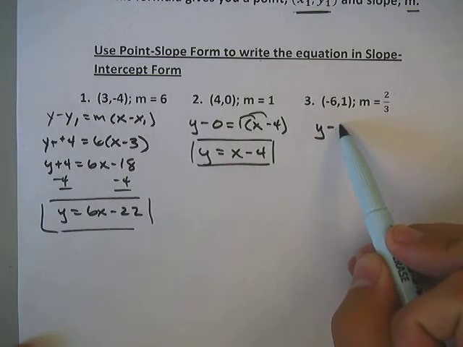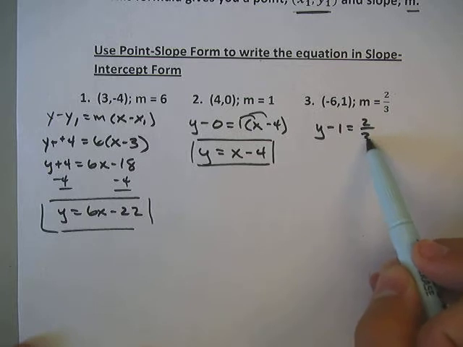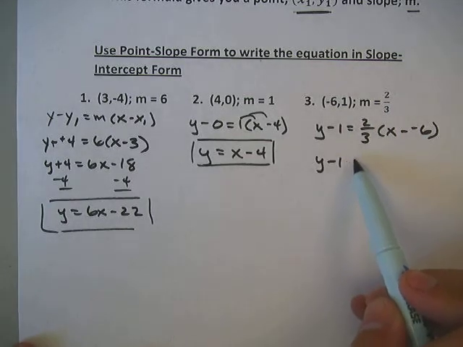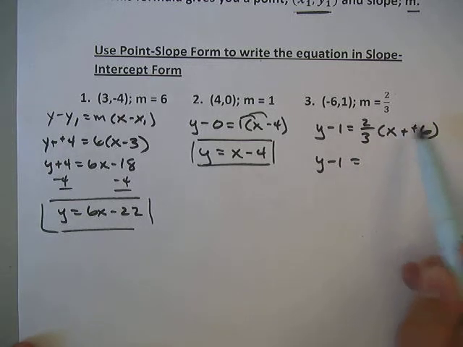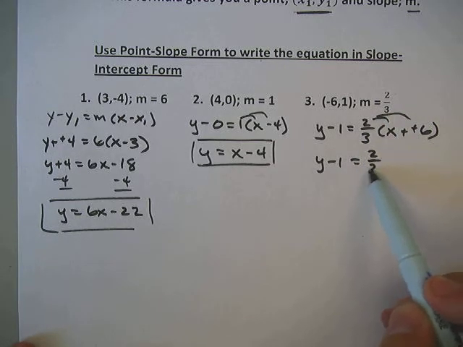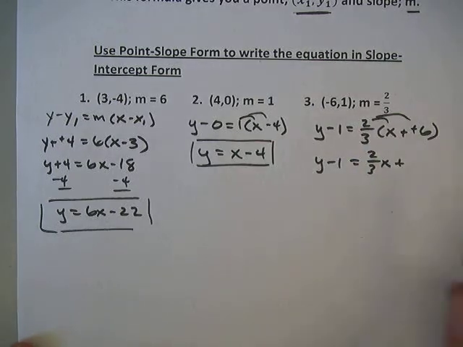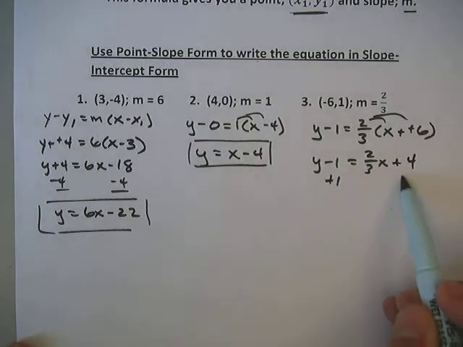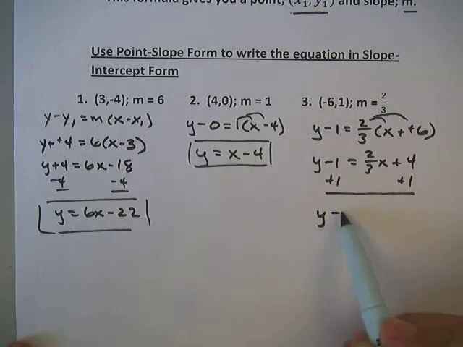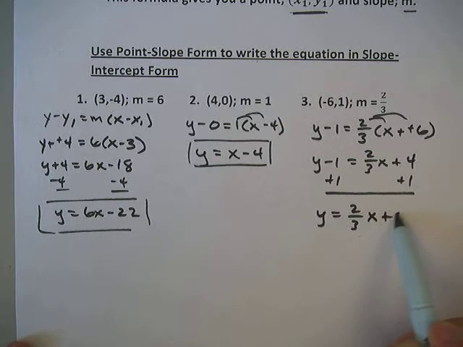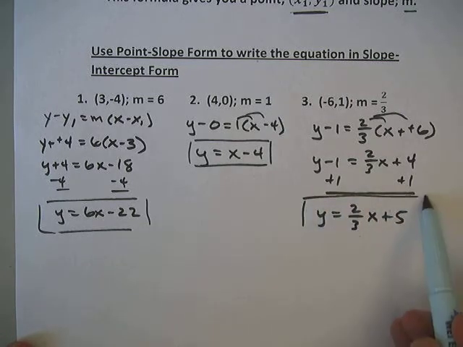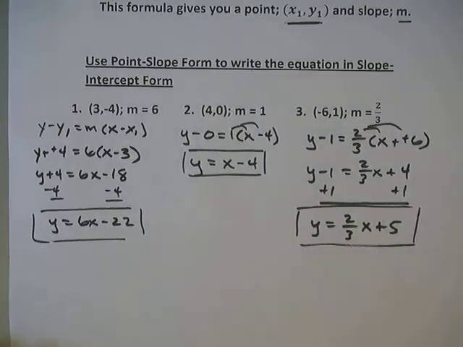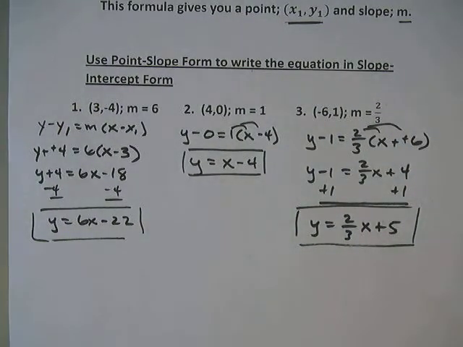One last one. What about this one? Y minus 1 equals 2/3 times x minus negative 6. So y minus 1, let's simplify that and distribute. So I get 2/3 x plus 2/3 times 6 is, I believe it's 4. Let's add 1. So we got y equals 2/3 x plus 5. And there you go. So you see it's pretty helpful when you're given a point and slope.